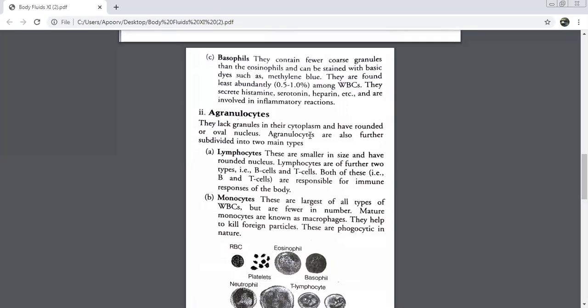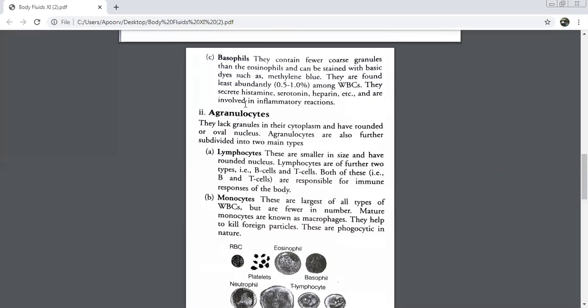Agranulocytes are also subdivided into types. What are the types? Lymphocytes and monocytes. Lymphocytes are smaller in size and have a rounded nucleus. Lymphocytes are further of 2 types, B cells and T cells. Both of these cells are responsible for the immune responses of the body.